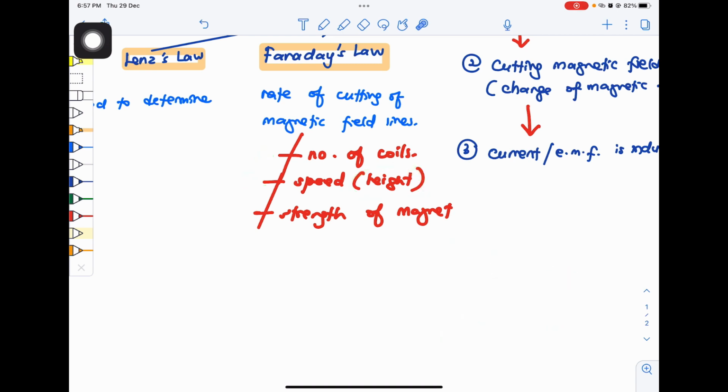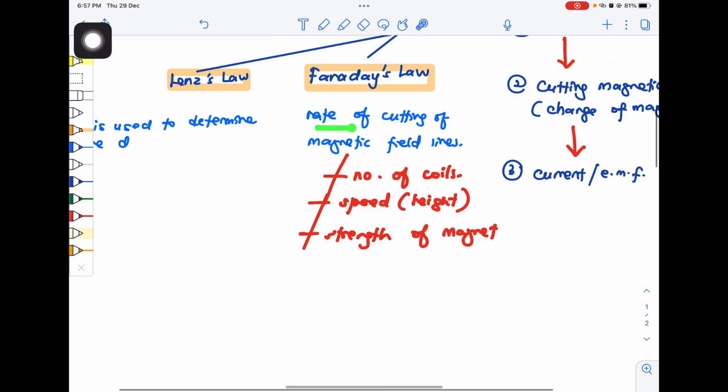Jadi in order to get higher speed, sometimes we talk about the height. You put the object higher. So that's number 1, number 2. And then the third one is the strength of magnet. Right, so that's about rate of cutting of magnetic field lines, Faraday's law.